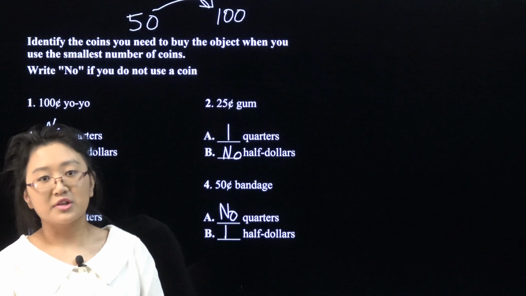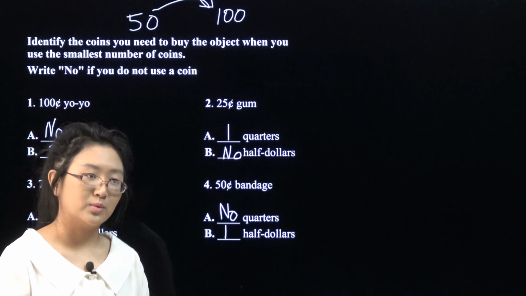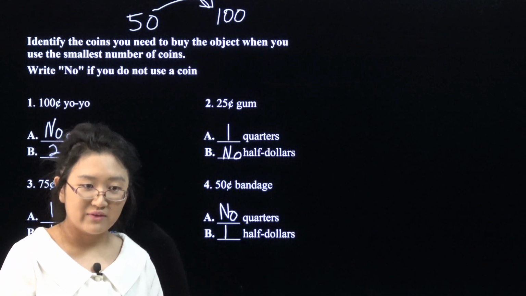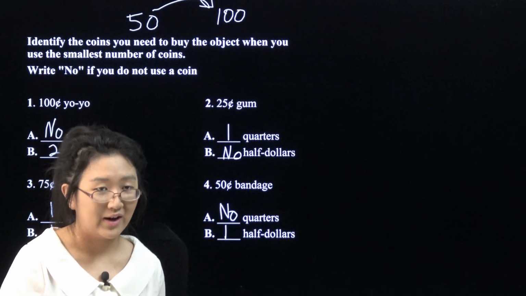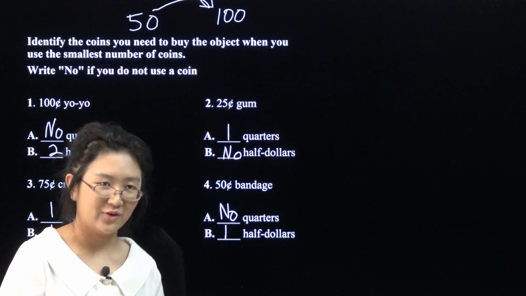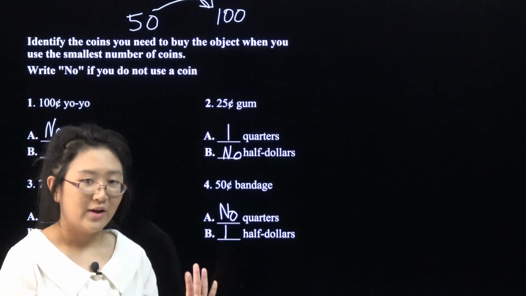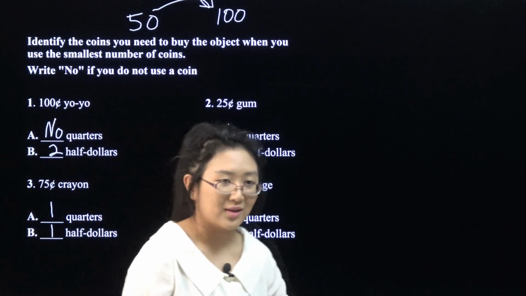Alright guys, in a lot of countries, you don't have the half dollar and you just have the quarter. In that case, you just use the skip counting quarters method, which is 25, 50, 75, 100, 125, 150, 175, 200, 225, 250, and so on, so on, so on.